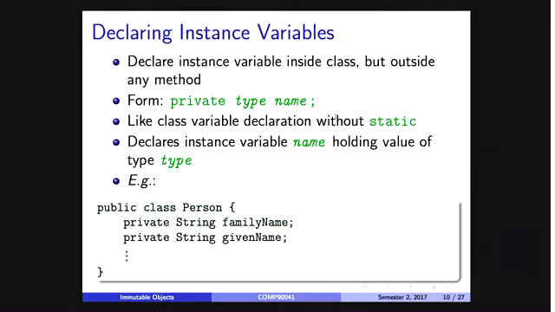Okay, so for example, here I've broken a person's name down into first name or given name and family name. So we would say public class person, open curly brace, and now we give the methods and the variables, because we can also have class variables. So public class person, we'll say private string family name, private string given name. So every person now has a family name and a given name.